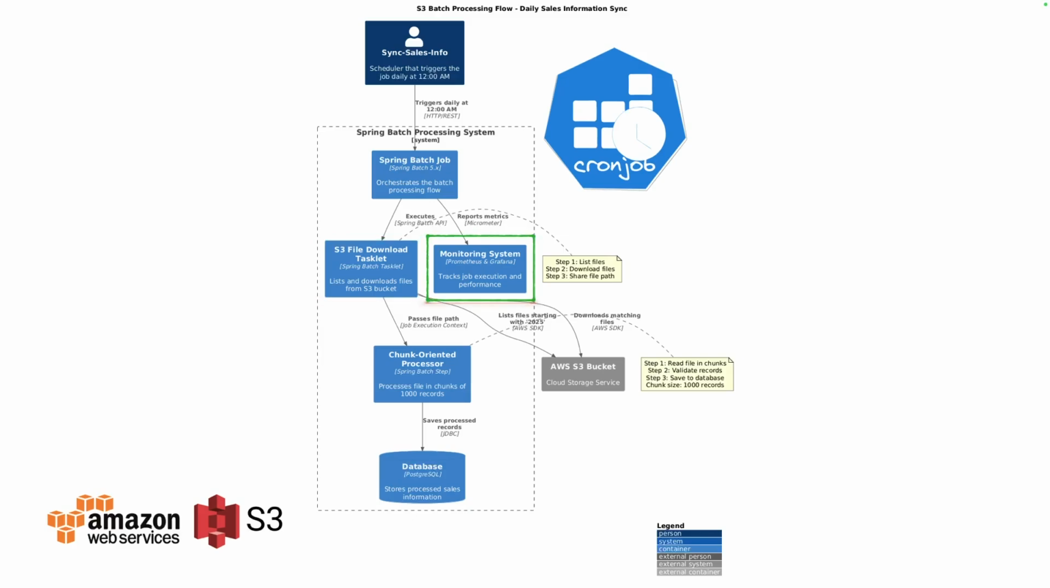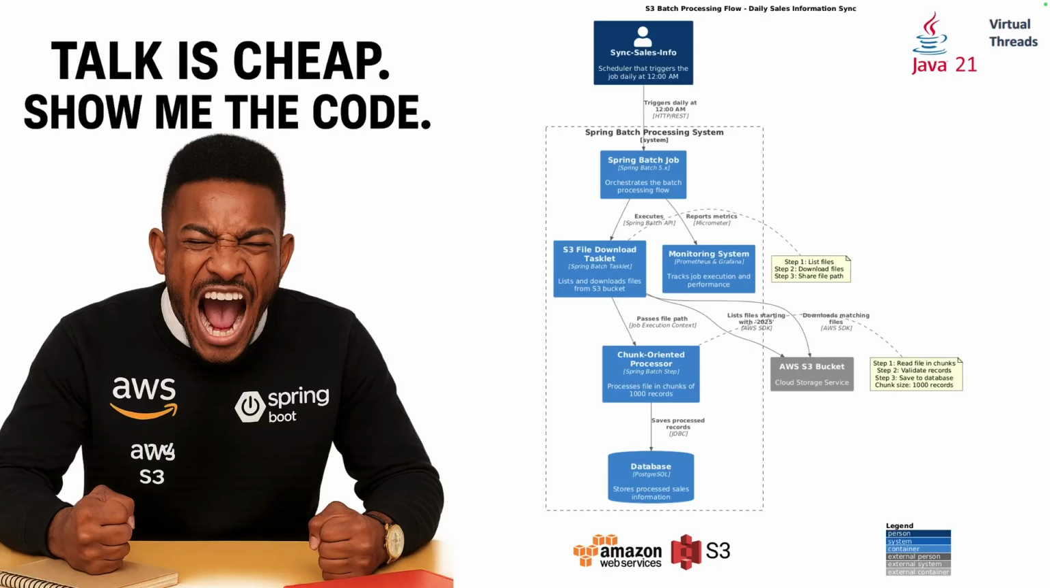And then we are going to monitor the system. So for example, we are going to track the execution and the performance of our step, okay? And in the future, we can, for example, use Prometheus and Grafana in order to visualize it in a very nice Grafana dashboard. And later, we are going to process each record, okay, in chunk mode. We are going to process each record of our file, and then we are going to save it into a database.